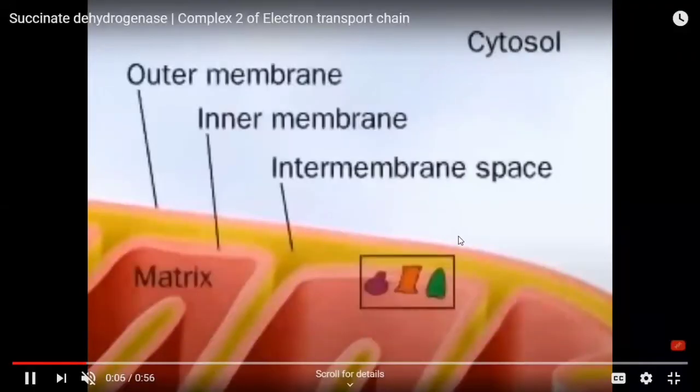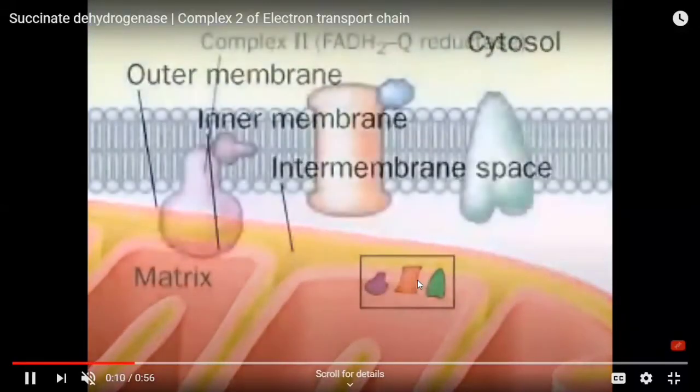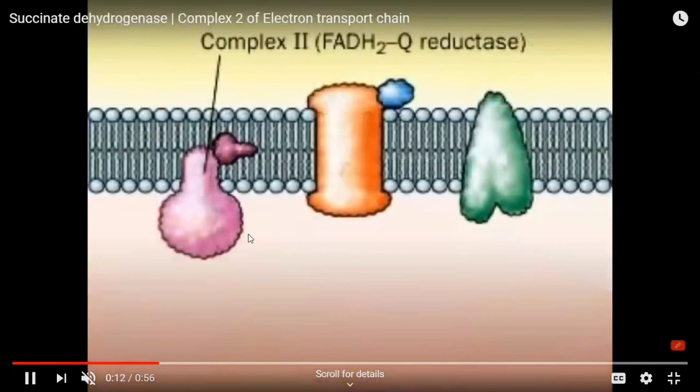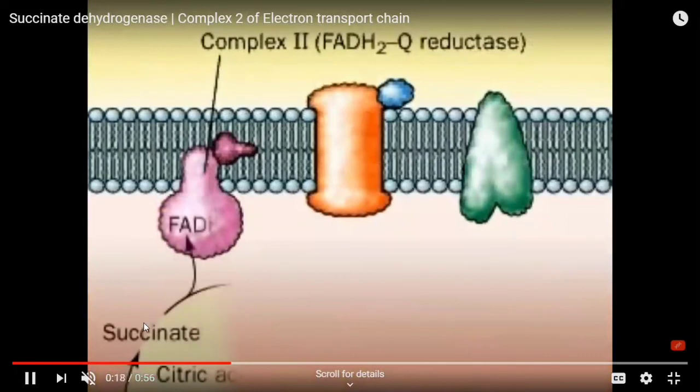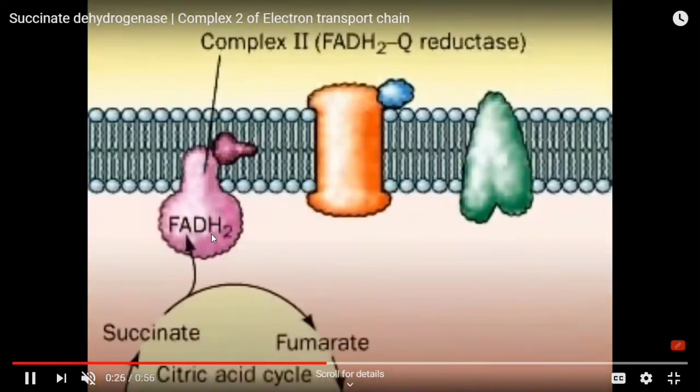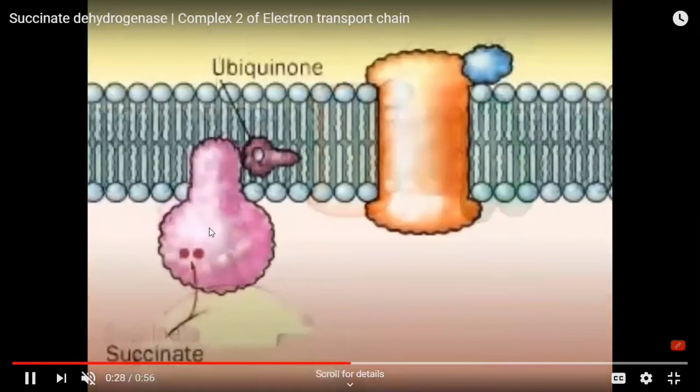Complex 2 and the electron transport chain are present inside the inner mitochondrial membrane. This complex 2 is membrane bound and is also part of the Krebs cycle, right? It converts succinate into fumarate, and as a result, FAD gets reduced to FADH2, which is part of complex 2 because it's covalently bound to this complex, right?